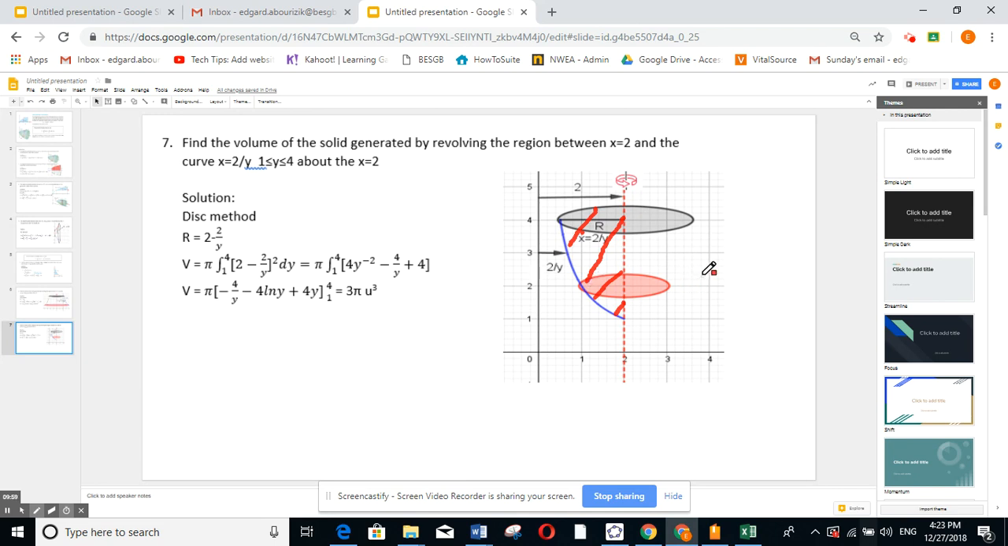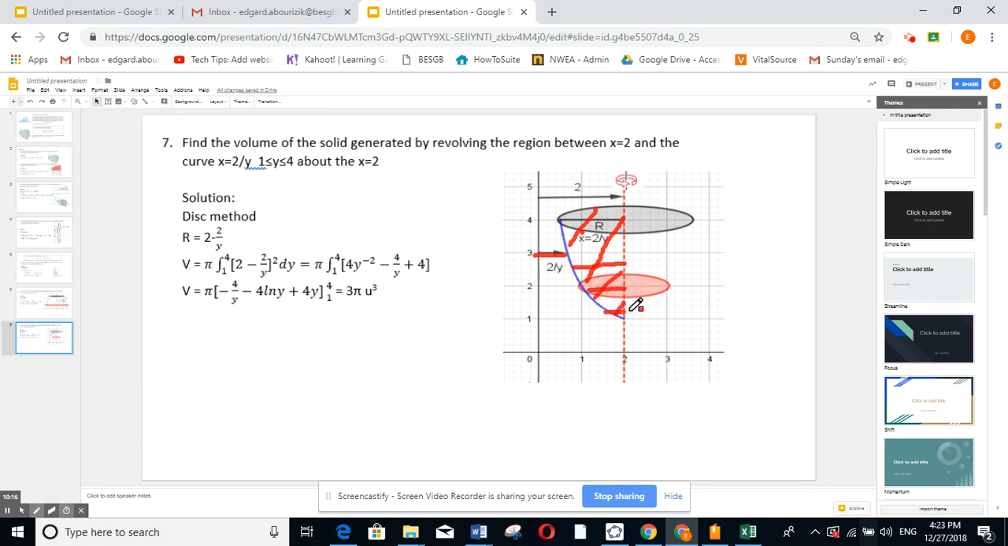Before, in the first part, it was horizontal rotation like this, and it was dx. So I need to find the radius. From here till here, you all know this is 2 over y. And from here till here, it's 2. This is my radius, from here till here.